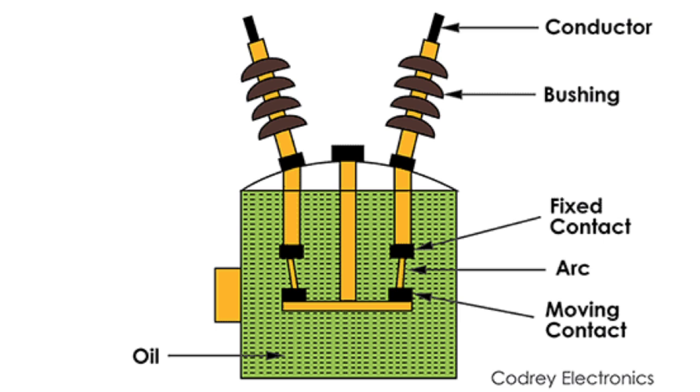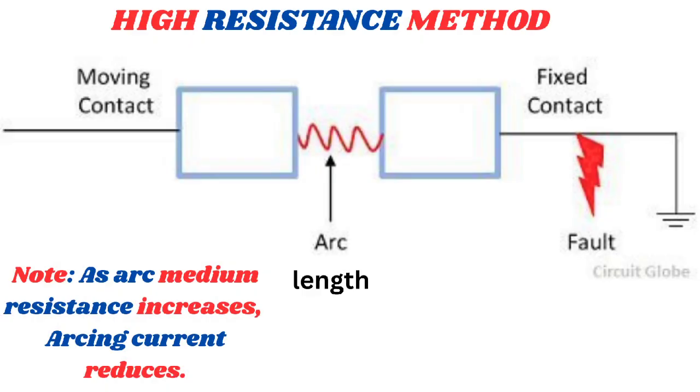Now that we have understood arc extinction, let us examine the techniques or methods used to achieve it. There are several methods of arc extinction, each with its own strengths and weaknesses. The first method we will look at is the high resistance method.